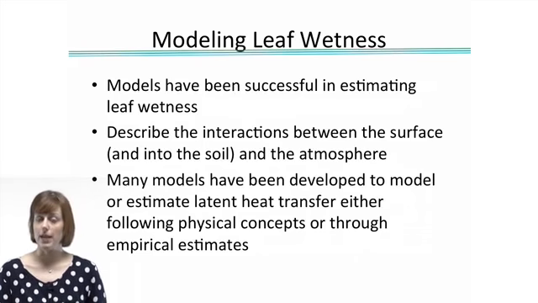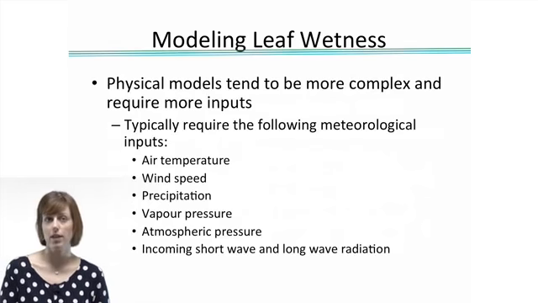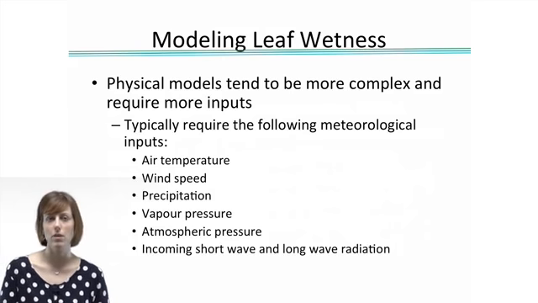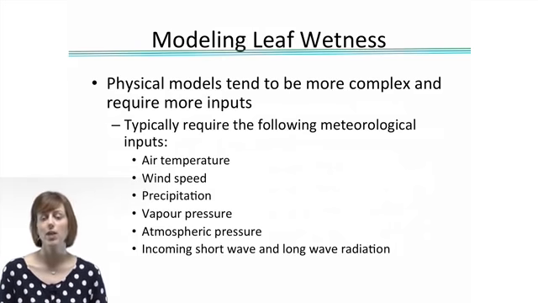Physical models tend to be more complex and have more inputs. For example, these are some of the typical meteorological inputs that are required. We have air temperature, wind speed, precipitation, vapor pressure, which we can typically garner from relative humidity, atmospheric pressure, as well as incoming shortwave and longwave radiation.